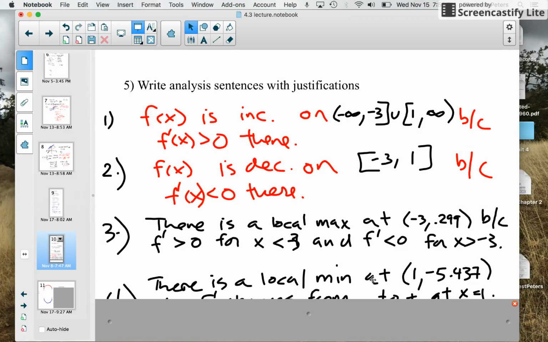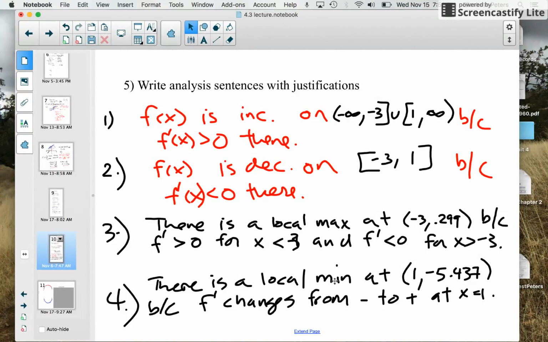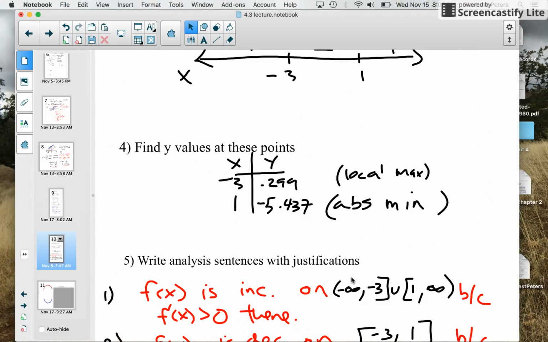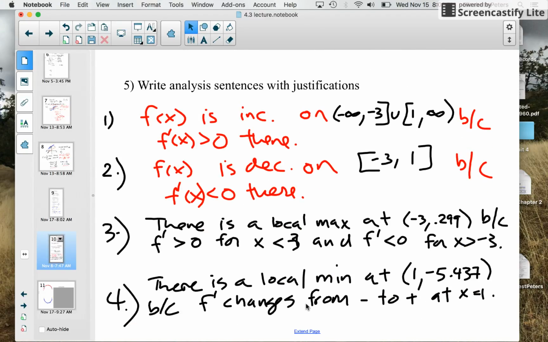And then we can say that there is a local minimum at 1, -5.437, because f prime changes from negative to positive at x equals 1. And here we said local minimum instead of absolute minimum, which we set up here in the table, because using the first derivative test, we can only tell that it is a minimum. We can't tell if it's an absolute or a local minimum. We need to look at the whole function. We need to look at the whole graph for that. But here we can tell that it is a local minimum.